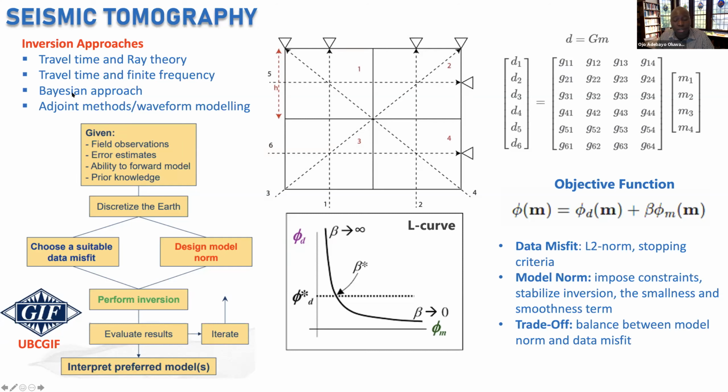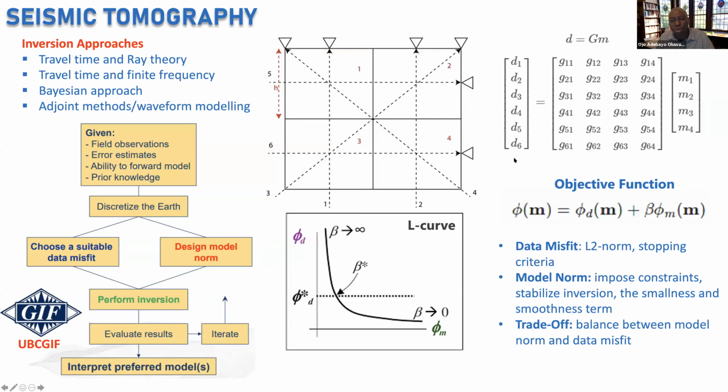And also there is another much more advanced method, which is called the adjoint method, which is very similar to waveform modeling. You are using all of the waveform, computing synthetic waveforms and then fitting the waveforms to each other. And as you are fitting the waveform, you are also updating the model, starting from an initial model.